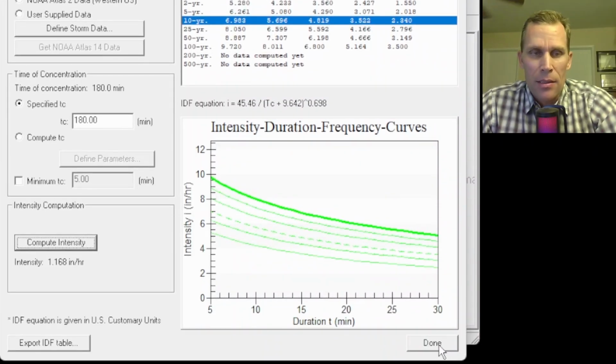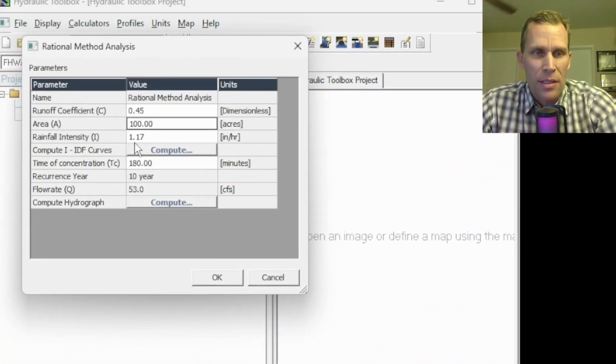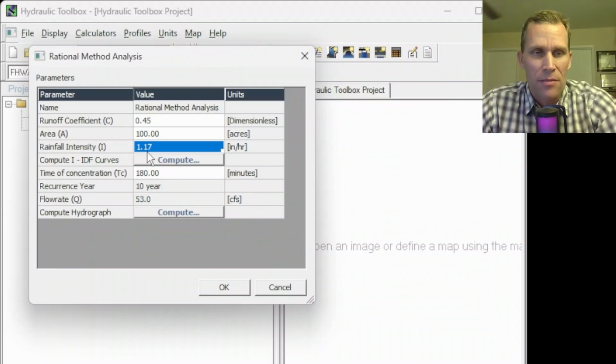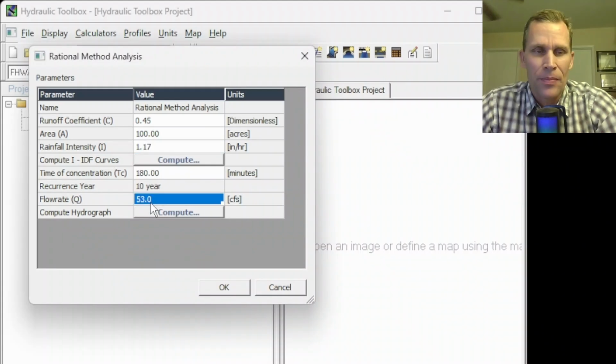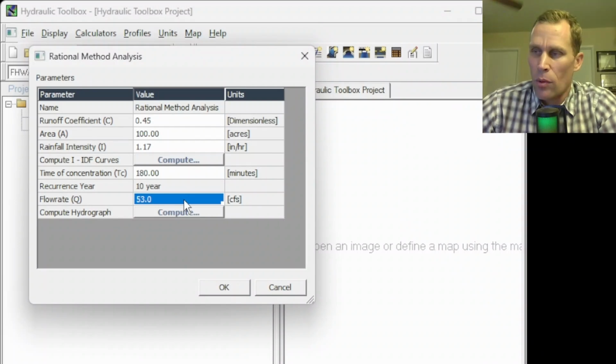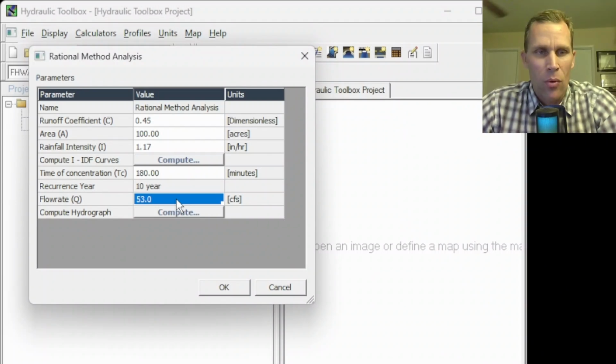So what I'm going to do is click on done. 1.168, or I guess 1.17, has been copied over here to the rational method calculator. And sure enough, the flow rate has calculated. It's 53.0 CFS. So that's a little bit too low, and that's fine. What we're looking for is 108.6.